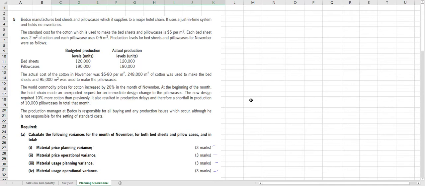So let's look at planning and operational variance. So planning and operational variances can exist for all variances that you have studied. You studied material, labor, overheads, fixed overhead, sales variance. So it can exist for all of those variances. Now, variances, you already know, it is comparing actual performance with budget. So variance means difference. Now this variance could arise because of two reasons.